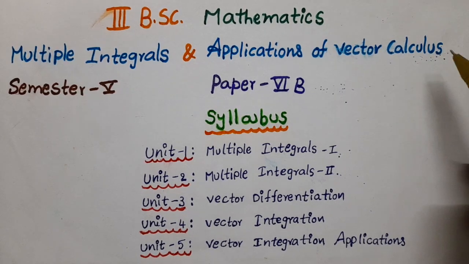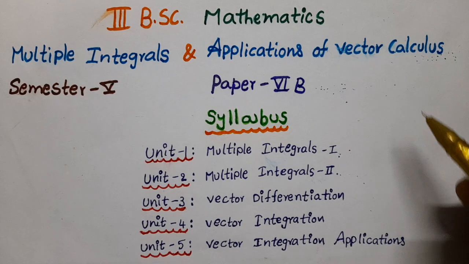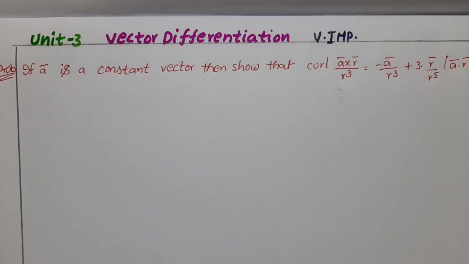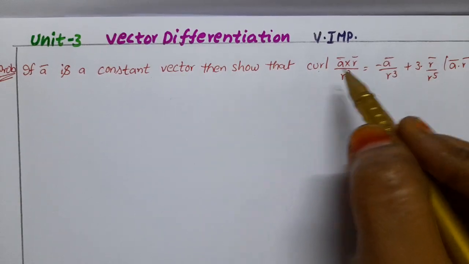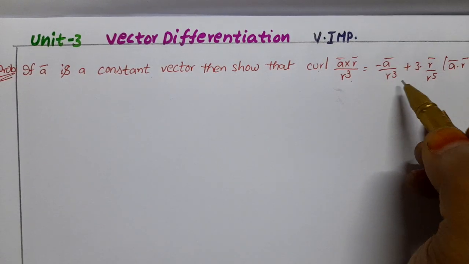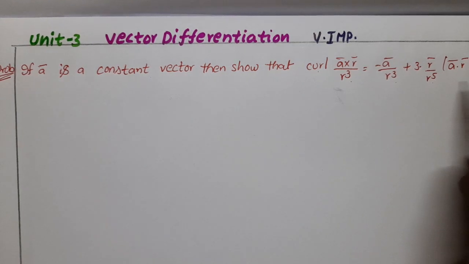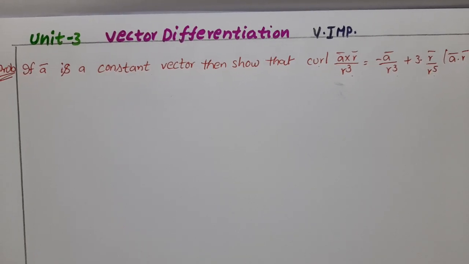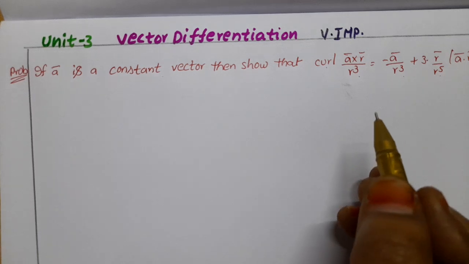Mathematics, multiple integrals and applications of vector calculus, semester 5, paper 6B, third unit, vector differentiation. If a bar is a constant vector, then show that curl of (a bar cross r bar by r cube) equals minus a bar by r cube plus 3 r bar by r power 5 into (a bar dot r bar). This is one of the most important problems.